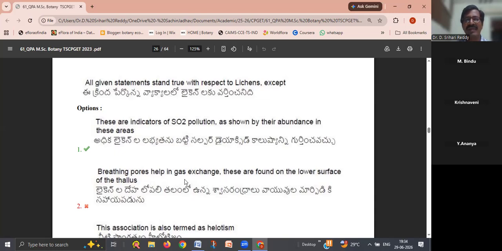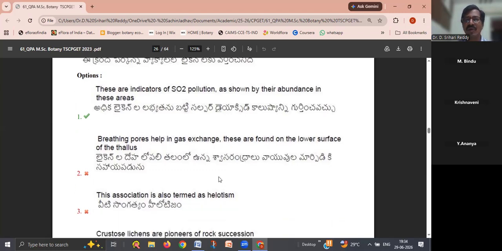Breathing pores help in gas exchange. These are found on the lower surface of the thallus. So in lichens, on the lower surface, we find the breathing pores. They are useful for the exchange of gases. So that is the right one, so we should not choose that. We have to choose the wrong statement.